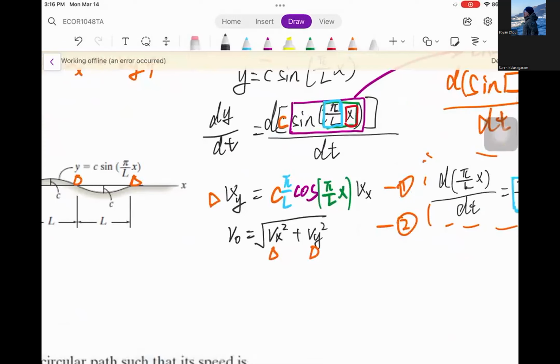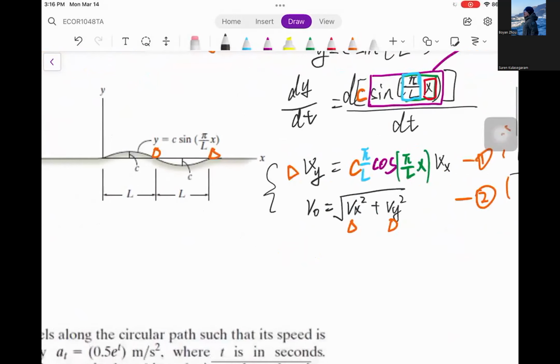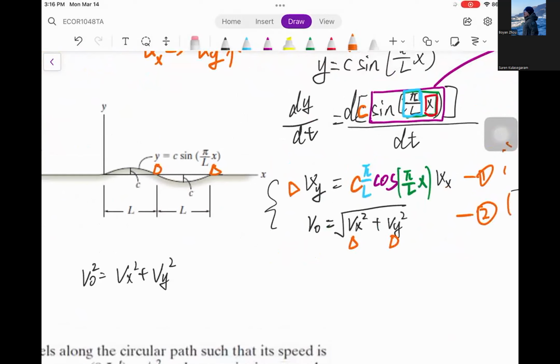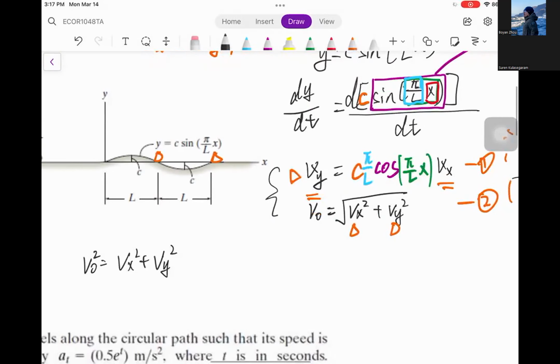So just by solving this equation or this matrix, we can get the values for vx and vy. What I'm going to do is square both sides. So we have v naught squared equal to vx squared plus vy squared. And then we have a relationship between vy and vx. For this one, I'm going to put the right-hand side to the power of 2.